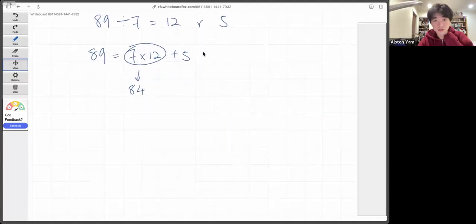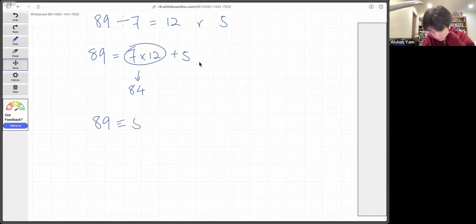And like what we said before, under mod 7, the 7 times 12 itself just vanishes, and then we're left with a remainder of 5. So in this case, we can say that 89 will be congruent to 5 mod 7.